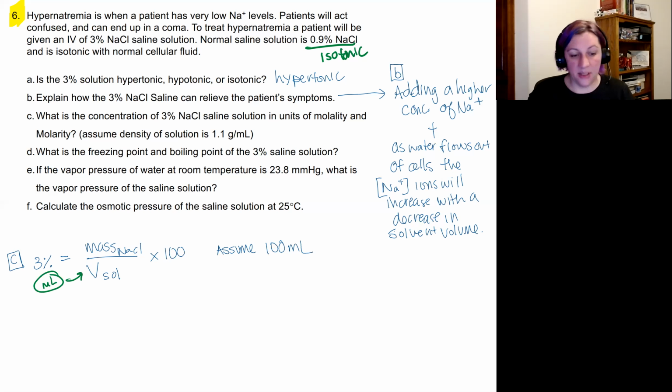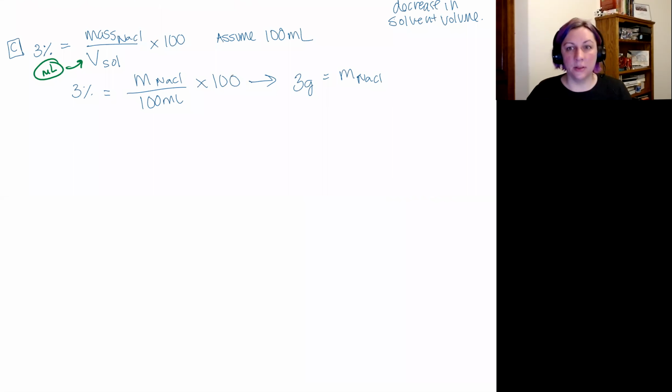So I'm going to assume 100 milliliters, which means that my mass of sodium chloride is going to be 3 grams because my 3% will equal, I'm solving for the mass of my sodium chloride. So solving this, my 100s cancel out. 3 grams is what my mass of sodium chloride will be. Give myself a little bit more room here.